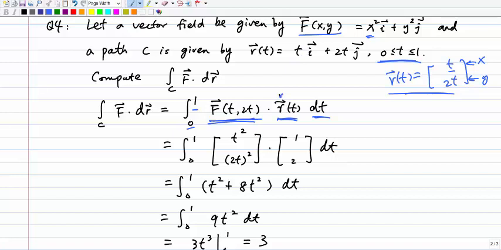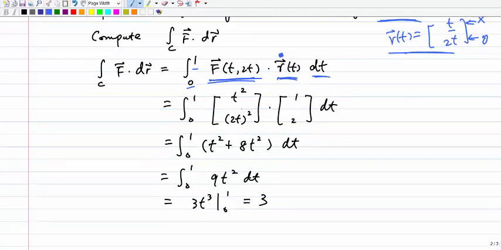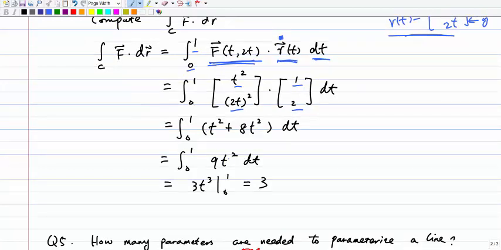Okay, so this is the derivative over here. The derivative of t over t is 1. The derivative of 2t over t is 2. So the dot product will be this guy times this guy plus this guy times this guy. That will be t squared times 1 is t squared, plus 2t squared, which is 4t squared, times 2 is 8t squared. So when you add them together, you have 9t squared dt from 0 to 1.